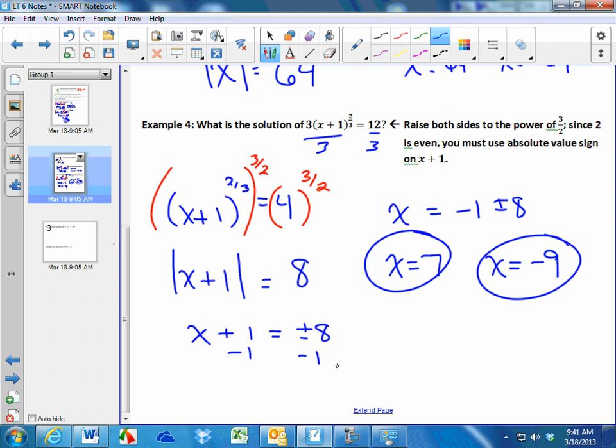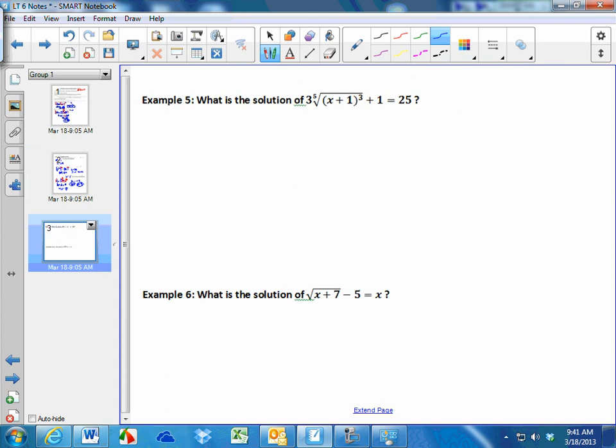Questions so far? We only have 2 more to go. All right, last 2. Example 5. What's the solution of 3 times the 5th root of (x plus 1) cubed, plus 1, equals 25? What's your first 2 steps? Subtract 1 and divide by 3.